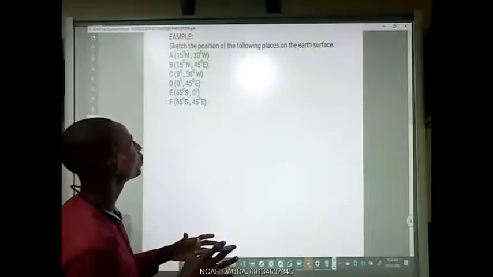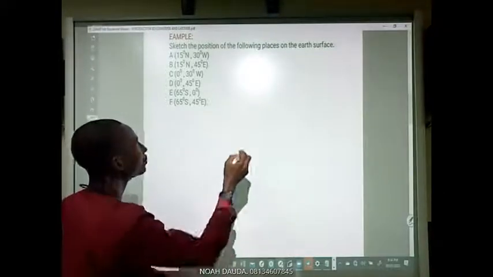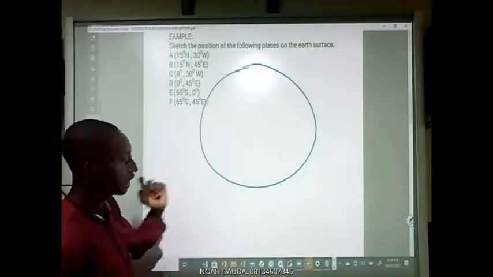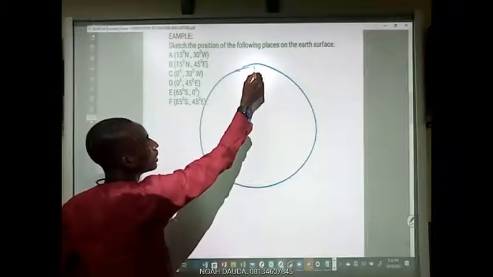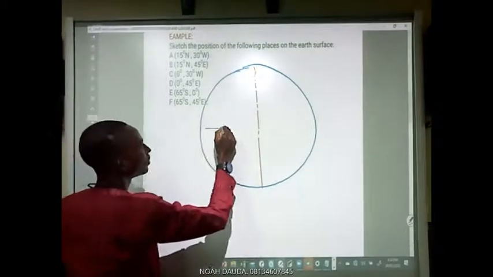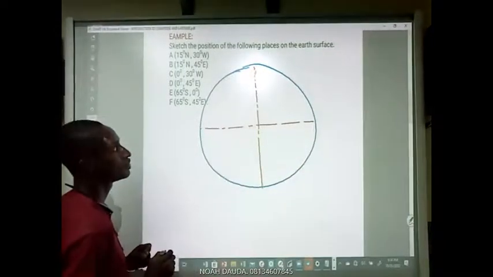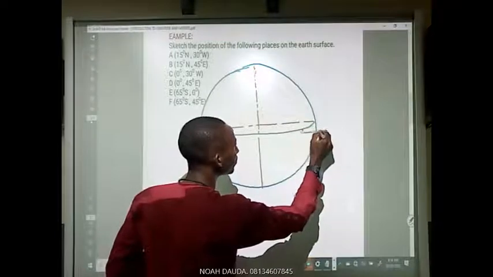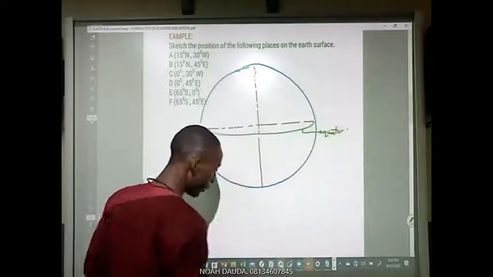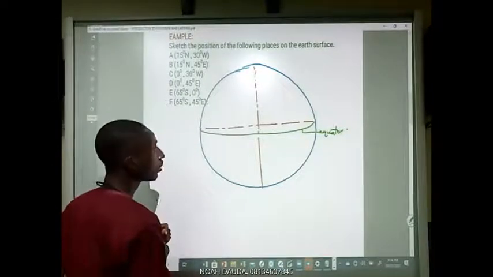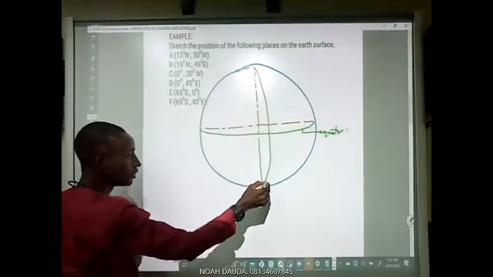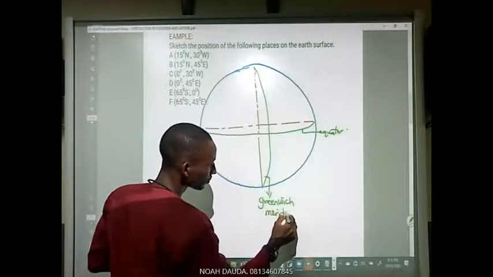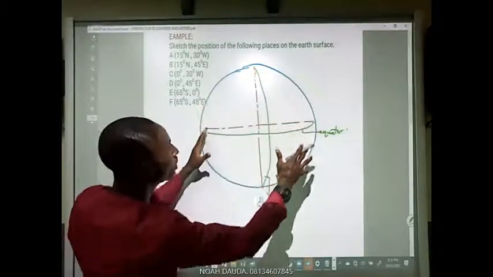Now, how do you sketch this position on the Earth surface? This is all you need to do. First and foremost, you draw your big circle. Let me consider this as my circle. Having done that, sketch out your imaginary line. It's very important that you indicate your equator. This is my equator. It's also important that you indicate your Greenwich meridian. This is actually called the what? The Greenwich meridian. Now, having said that, this is the normal nature of longitude and latitude.